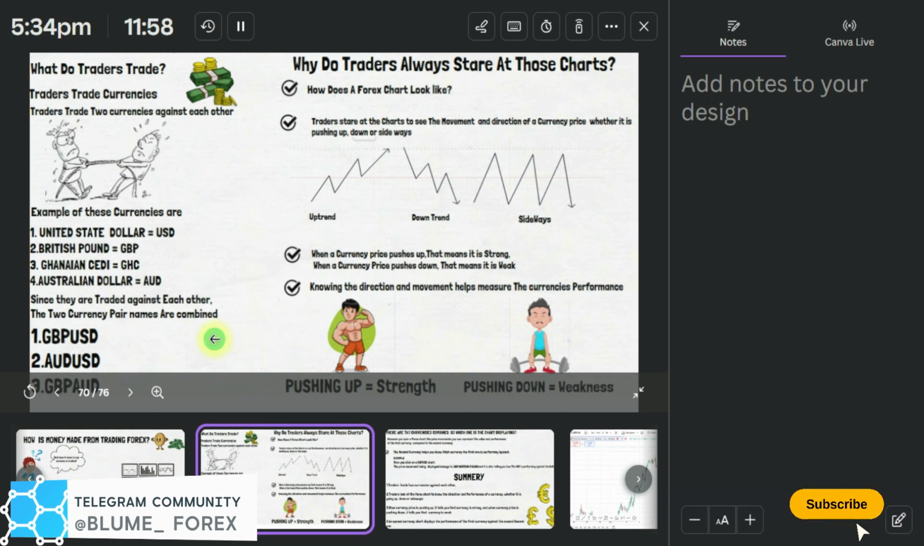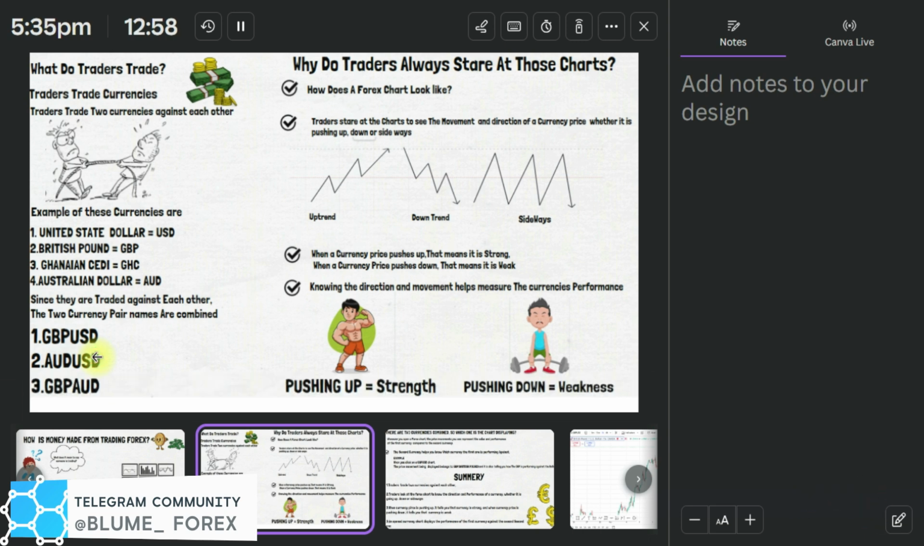Since we trade two currencies against each other, the abbreviated names are combined. So we have GBP USD, meaning we are trading the Great British Pound against the United States dollar. We have AUD USD, meaning we are trading the Australian dollar against the United States dollar. And then we have GBP AUD, which means we are trading the Great British Pound against the Australian dollar.